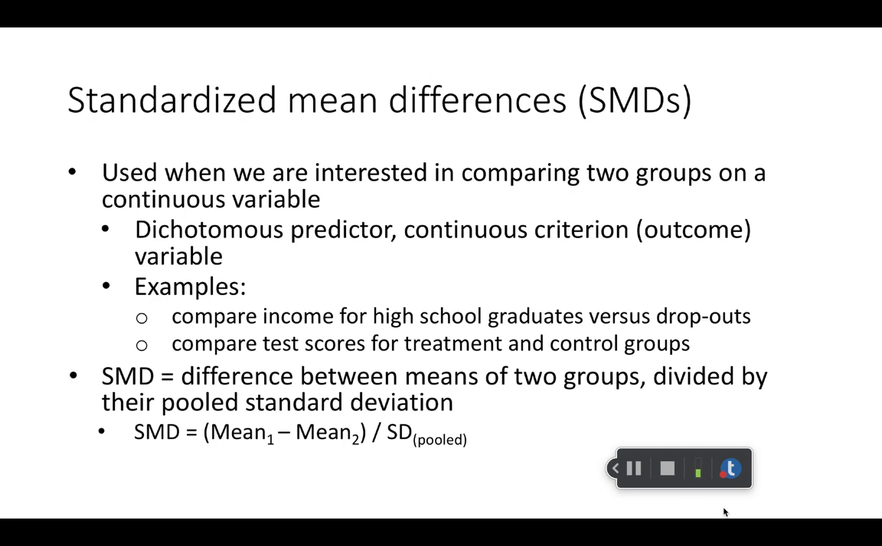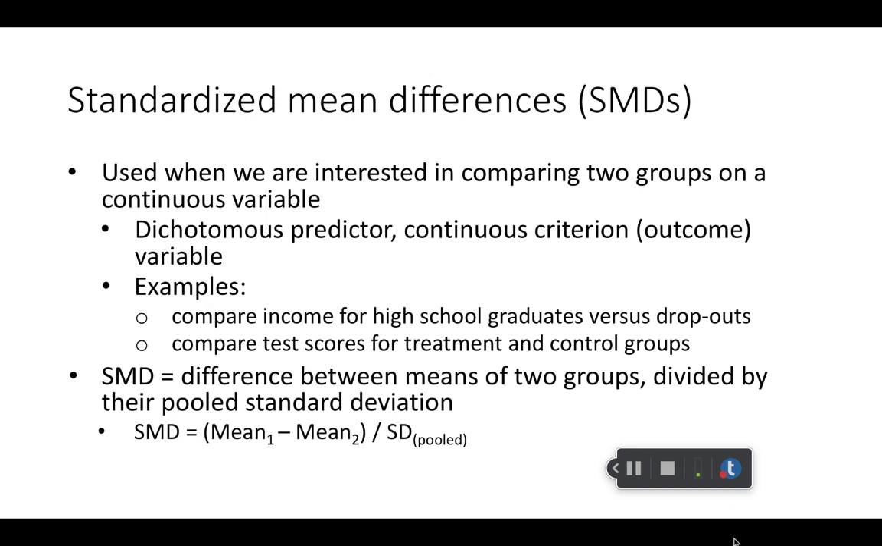Now let's take a look at the standardized mean difference. This is a measure that's used when we're interested in comparing two groups on a continuous outcome variable. So we have a dichotomous predictor and a continuous criterion or outcome variable. Examples could be comparisons of income for high school graduates versus dropouts, or comparisons of test scores for treatment and control groups. The standardized mean difference is the difference between the means of the two groups, the mean on the outcome measures, divided by their pooled or joint standard deviation.